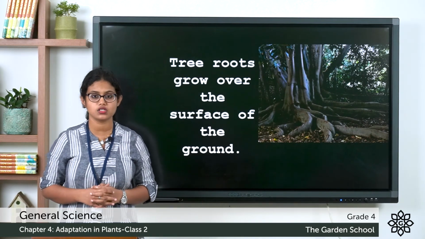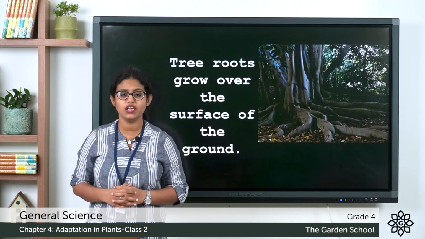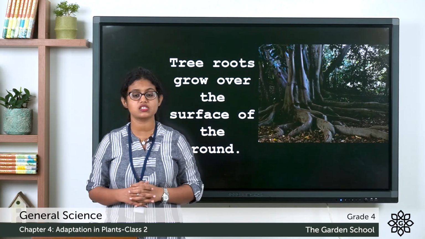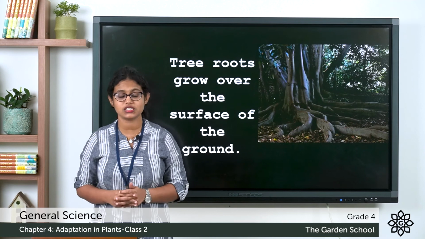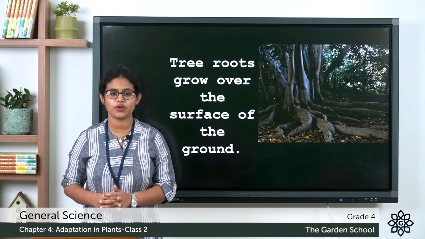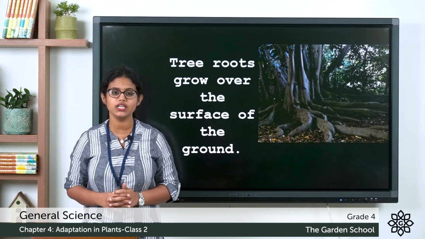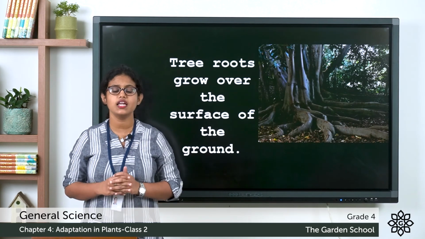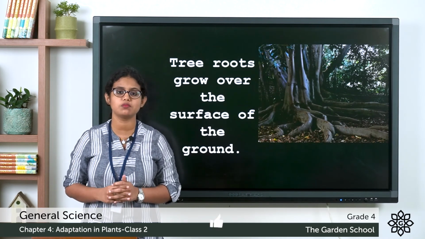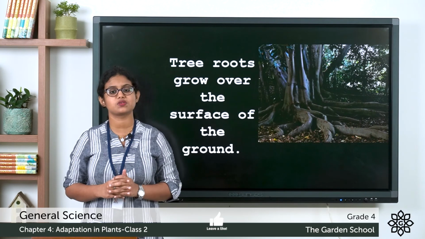So I hope you understood what we have learned today. We learned about adaptation of plants in coastal regions as well as adaptation of plants in rainforest. And you can just go through the textbook and understand the features of plants that help them to adapt.